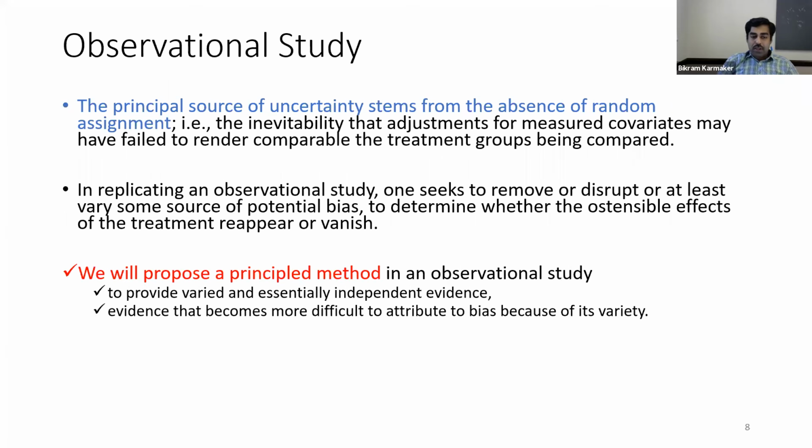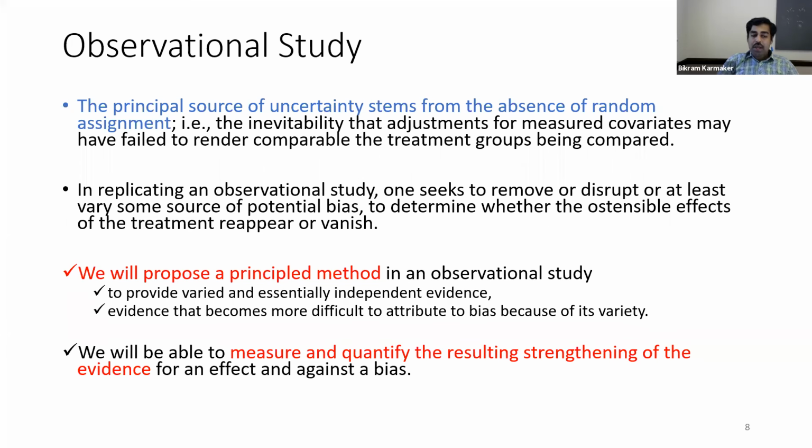So the purpose of this talk is going to be to give you a principal method. Principal method here will be called the evidence factors analysis, through which in an observational study we can provide varied and essentially independent evidence that becomes more difficult to attribute to bias because of its variety. Not only that, we'll be able to measure and quantify the resulting strengthening of evidence for an effect and against a bias.